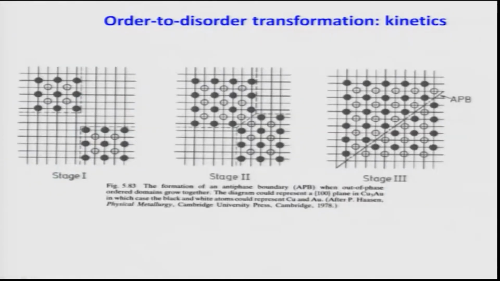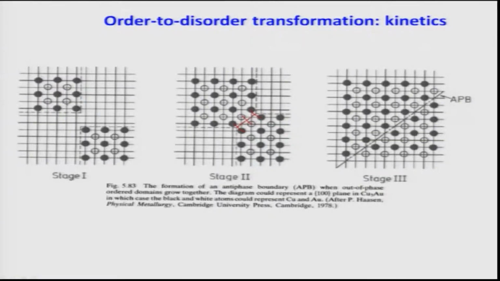Now before I go into those structures, let me tell you how things happen in a better way. This is again directly taken from the book by Porter and Easterling. You see here these are the two ordered domains formed inside one grain. In one, the gold atoms are sitting at these positions and copper atoms at these positions. The other is opposite. When they grow together, you see a boundary forms. That boundary tells you that bonds are of similar types, and this finally can become bigger and lead to APBs, or antiphase domain boundaries, which is shown there.